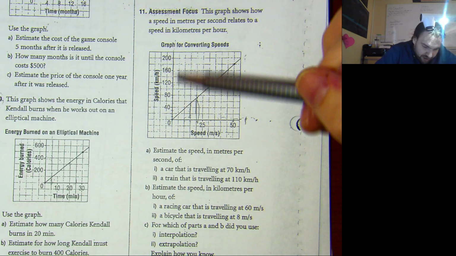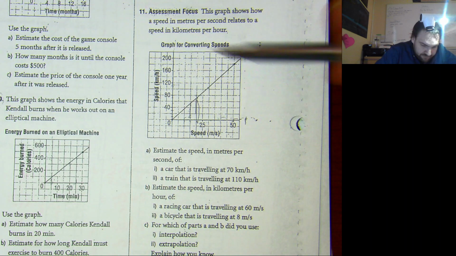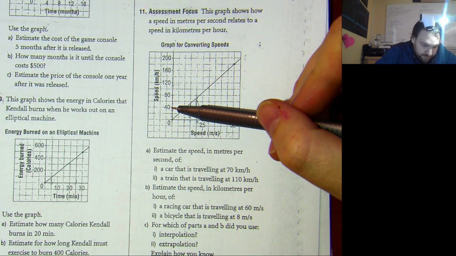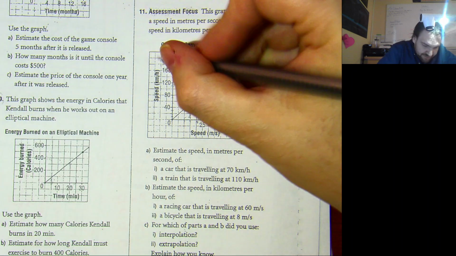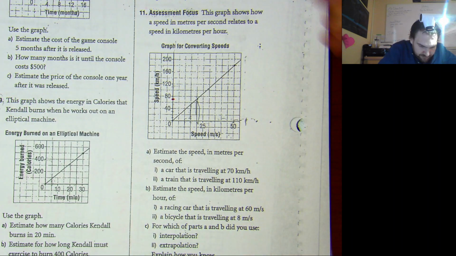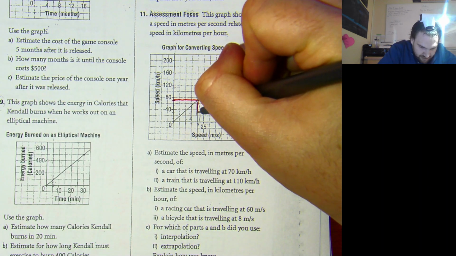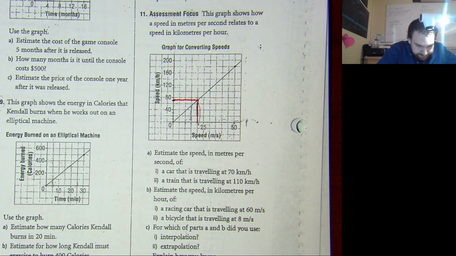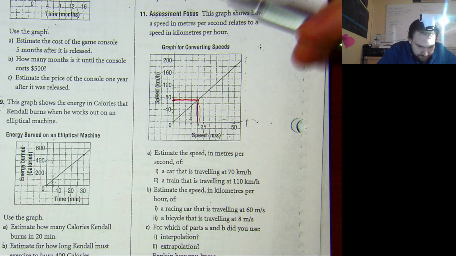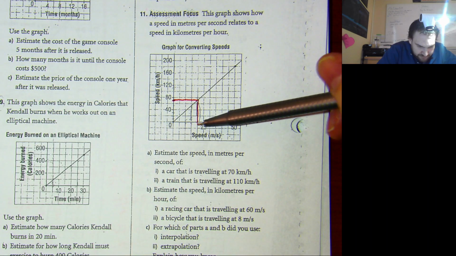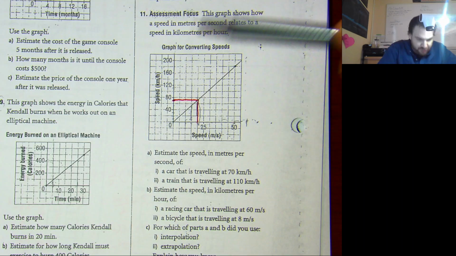So where is 70 kilometers going to be on this graph? Below 80. So if that's 40, that's 60. So 70 is going to be halfway. Okay, so then we're going to go over to the line. We're going to go down. What is your estimate? 5, 10, 15, 20, 25. So that's going to be 20 meters per second.